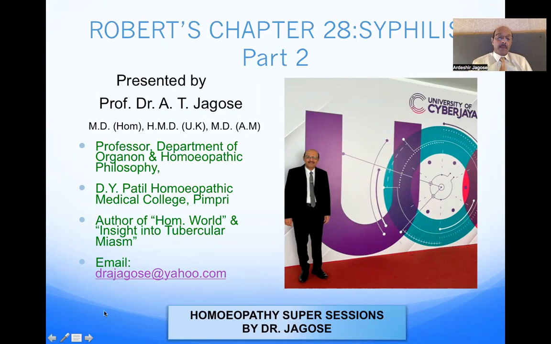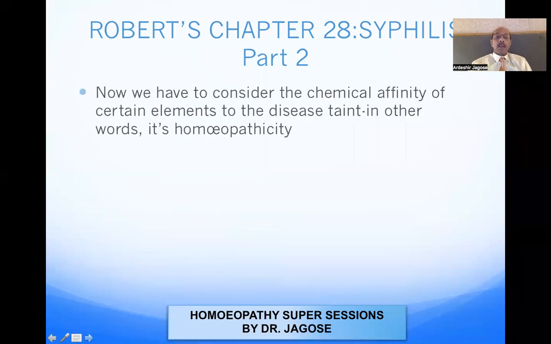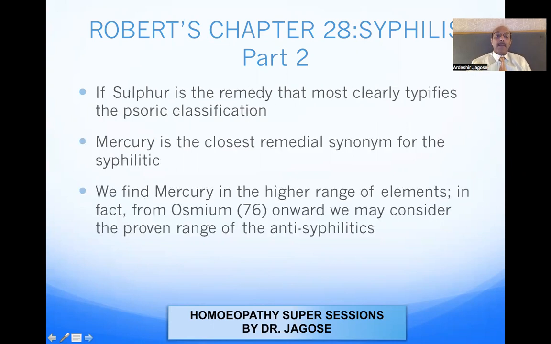Today we'll see chapter 28, Syphilis, the last part, part 2, and now syphilis will be concluded. Now we have to consider the chemical affinity of certain elements to the disease taint, in other words, its homeopathicity. So in this chapter, Robert says that the chemical affinity of certain elements to the disease taint has to be ascertained, that is its homeopathicity.